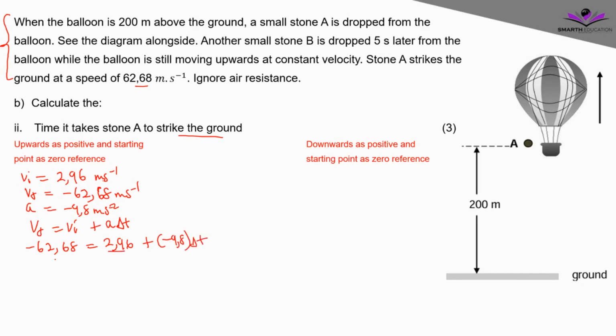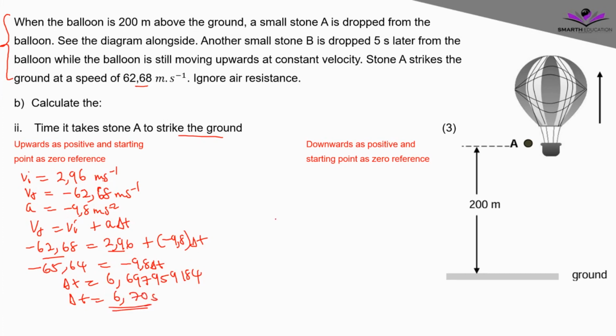Right, we can subtract 2.96 from both sides. We get negative 65.64 is equal to negative 9.8 delta t. Then divide both sides by negative 9.8. What do you get? Delta t is equal to 6.697959184. So meaning that our time is 6.70 seconds.